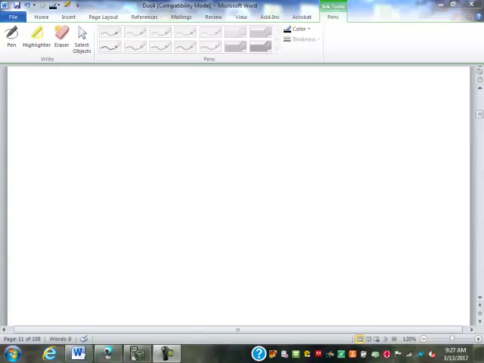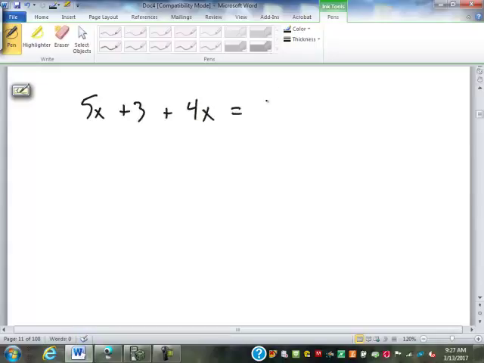Okay, so then the next thing to review here is we've looked at equations. Now, equations like 5x plus 3 plus 4x equal 48. And when we go to solve an equation like that, before we start to solve it, we have to combine whatever we can on each side.